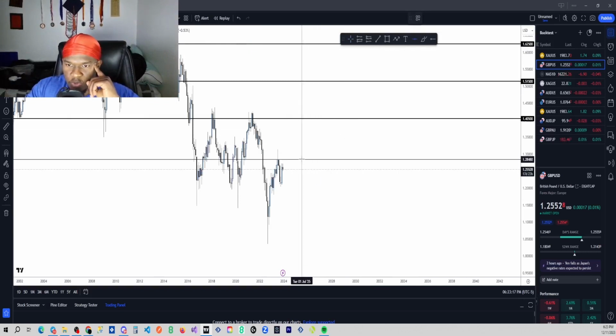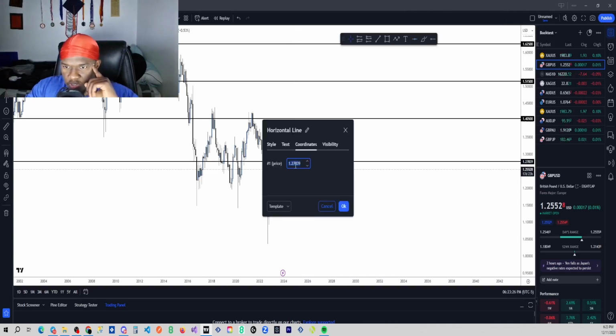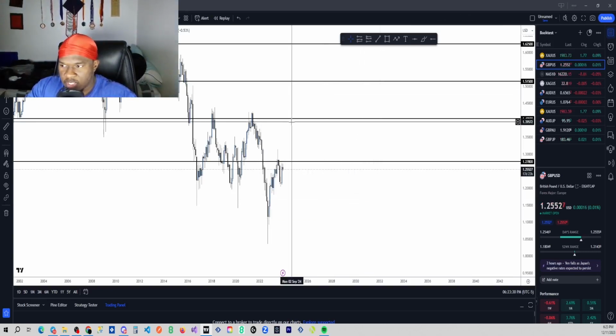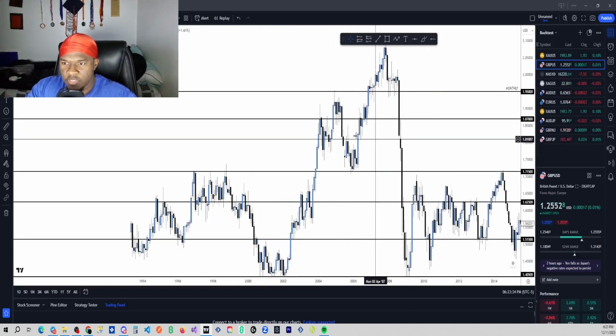And if we do one more line, that one can go right over here because this is pretty clean. 1.27. Let's say 1.27, 800. That's nice right there. So you can see how beautiful price is playing off of these lines.